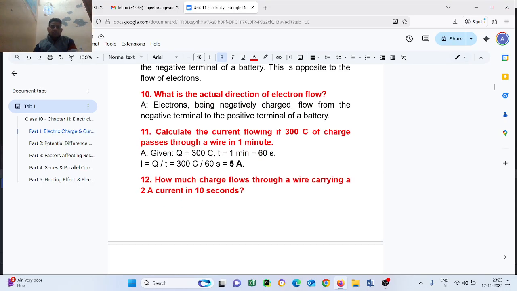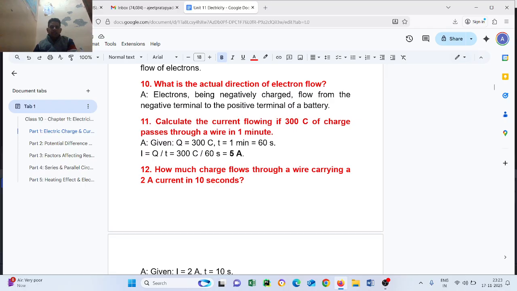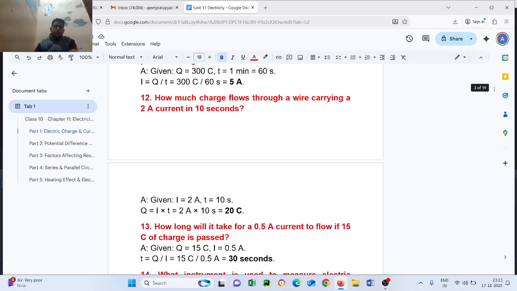Question number 12. How much charge flows through a wire carrying a current of 2 ampere in 10 seconds? Given I equals 2 ampere, T equals 10 seconds, Q equals I into T, 2 ampere multiplied by 10 equals 20 coulomb.